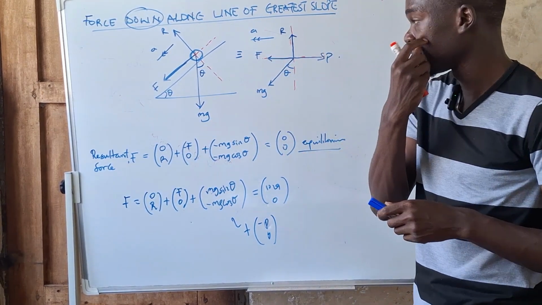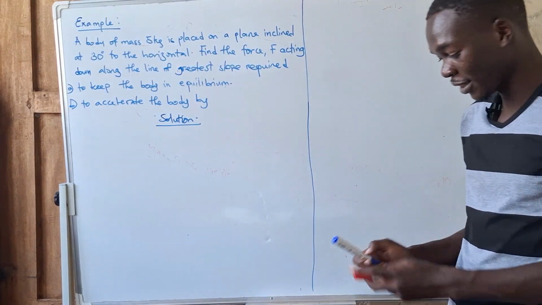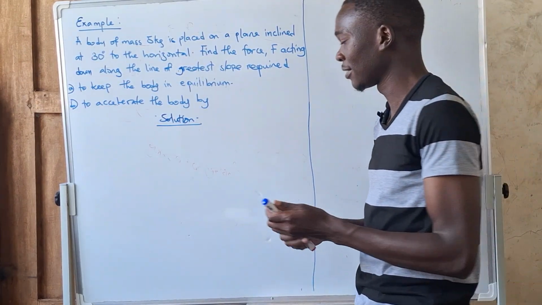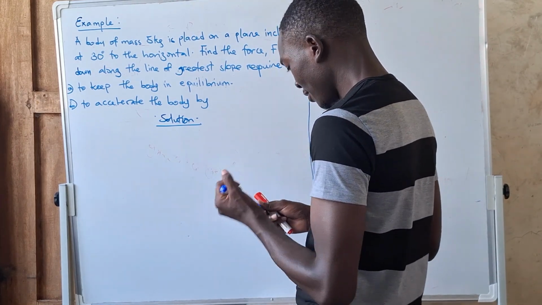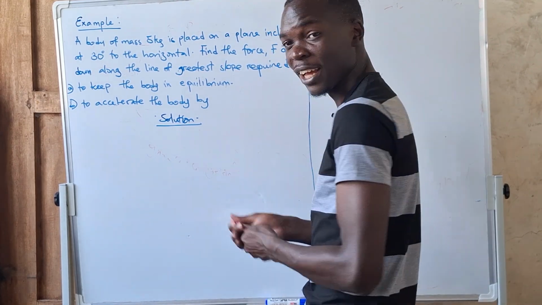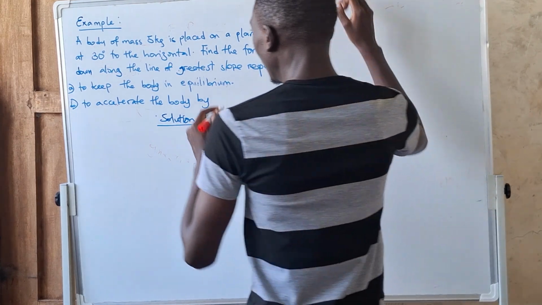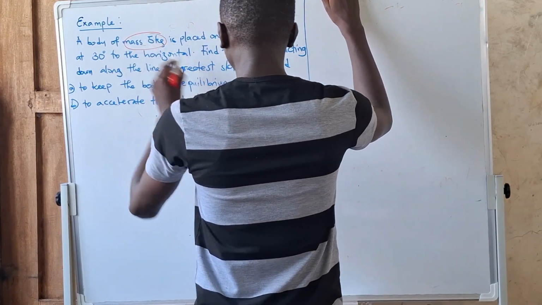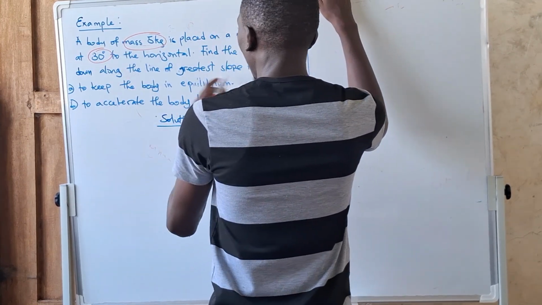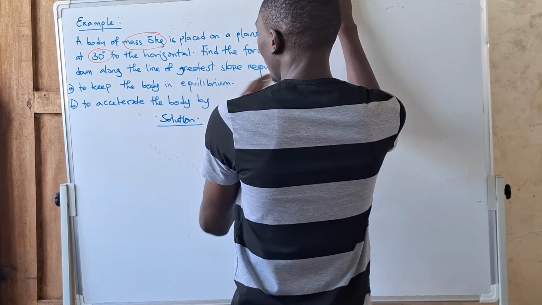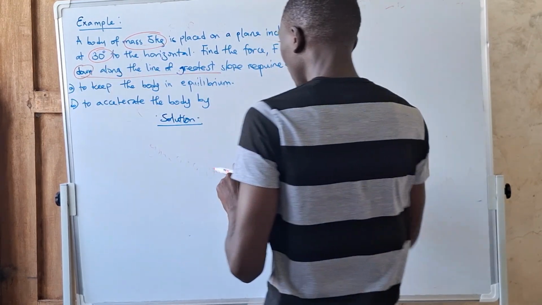Let's look at some examples about this. We want to look at this example very fast. When you look at this question, there are some things the student should look for as you attempt. You are given the mass, it's an inclined plane, the angle is 30, and we are talking about a force which is acting down along the line of greatest slope.